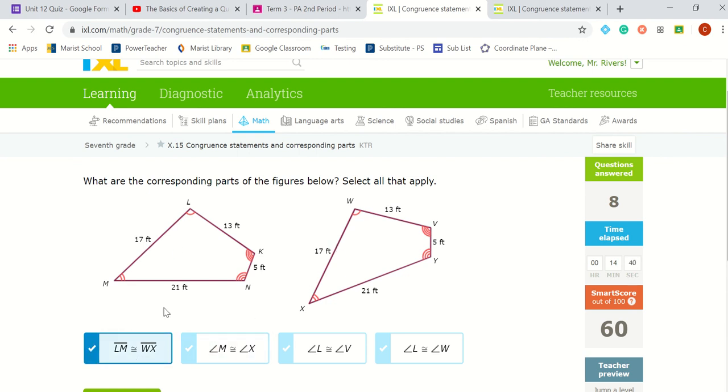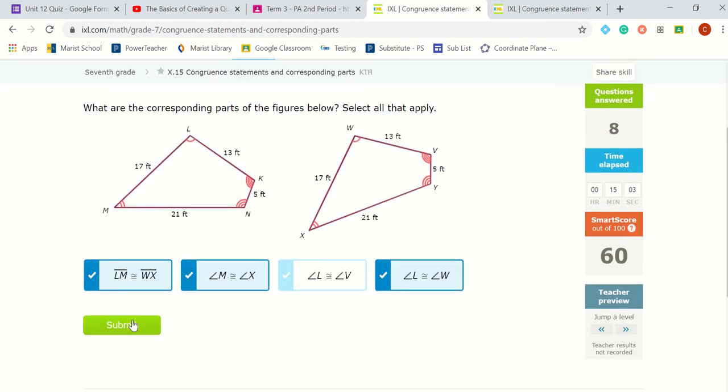Angle M. Angle M is 2 tick marks. Angle X is 2 tick marks. Those are congruent. Yes. Angle L. Angle L is right here, 1 arc. Angle V. Angle V is 4 arcs. Those are not congruent to each other. Angle L is 1 arc. Angle W is 1 arc. Those are congruent. Very good.